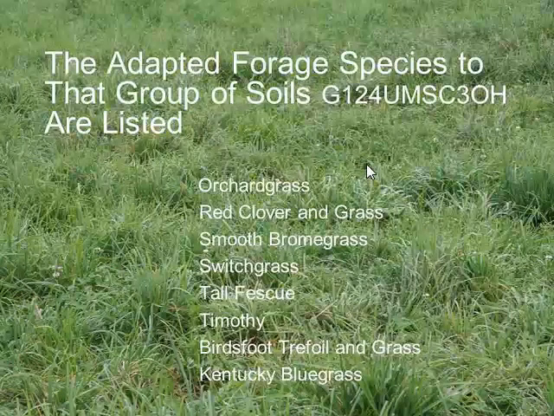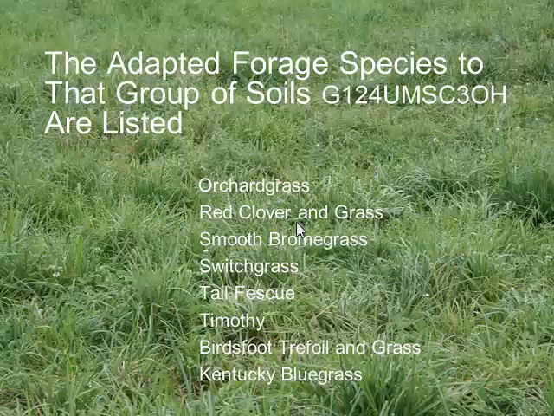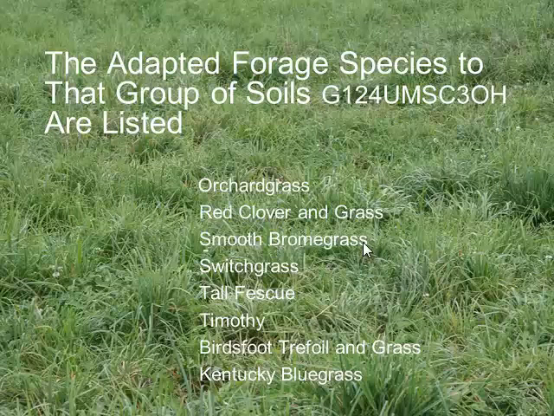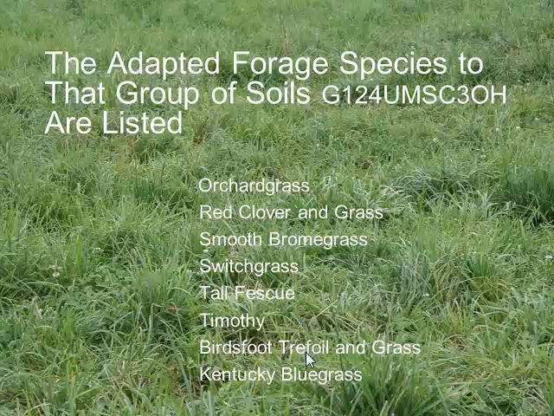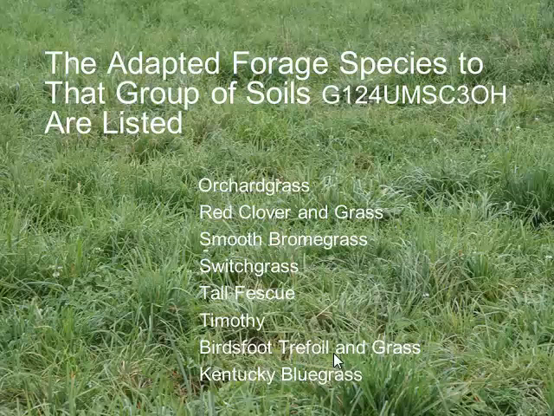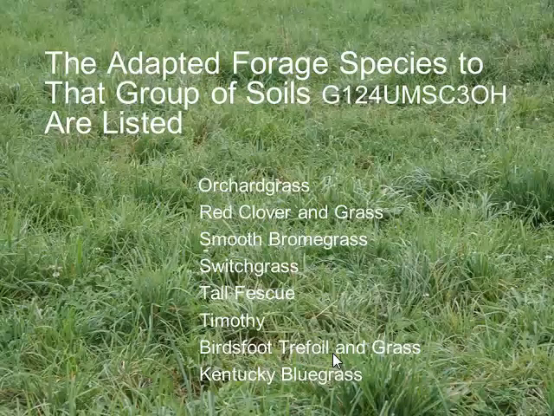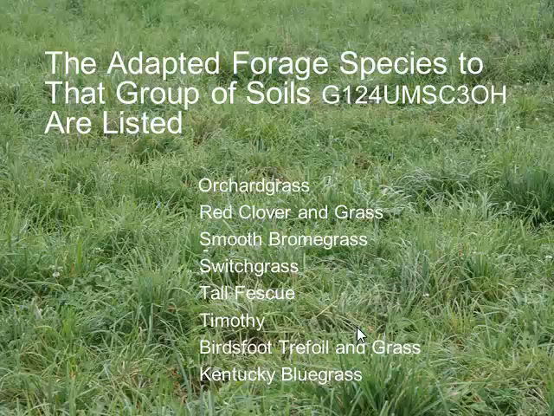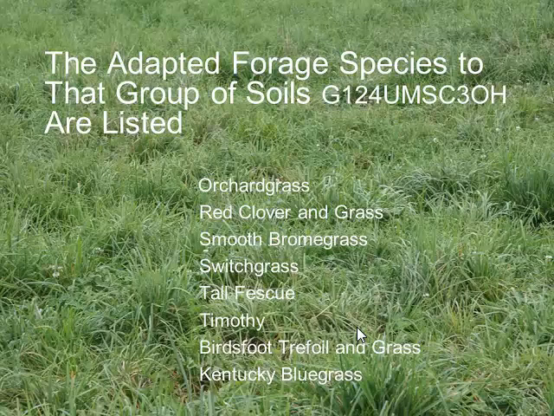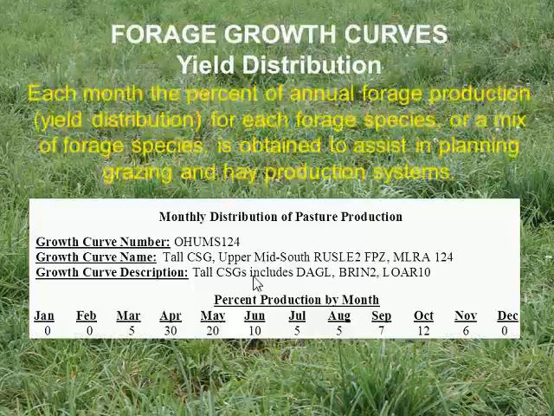So here are the adapted forages for that forage suitability group in Ohio. So there's the forages there. And actually, I'm the one that miscopied some information here. In MLRA 124, smooth brome grass and birdsfoot trefoil mixed in with the grass aren't going to really grow that well in southwest Ohio because of the long growing season length. It's starting to get a little too hot for them.